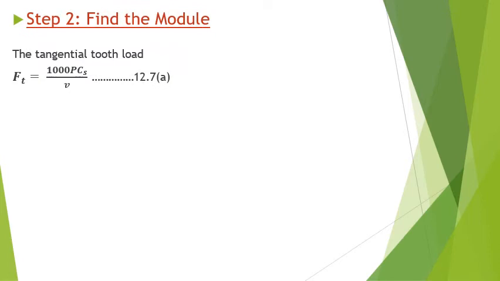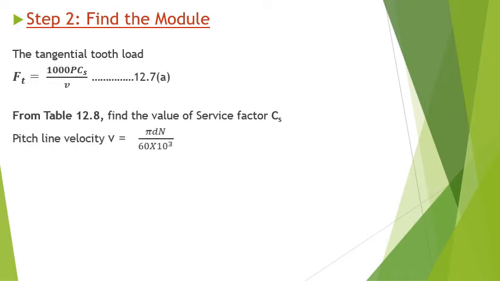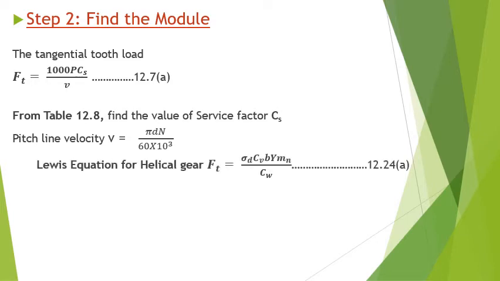Coming to the next step is to find the module. The equation is same, the equation number 12.7a for the tangential tooth load, which is given by 1000 P into CS divided by V, and here CS is the service factor which we can take from the table number 12.8 depending upon the service conditions, and V is the pitch line velocity.